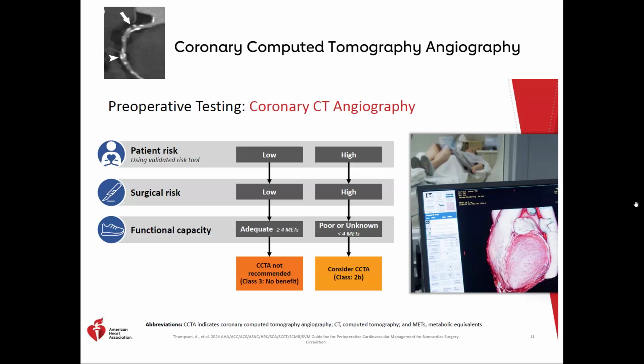So who's it recommended for? Someone who has elevated risk with the screening tool, the surgical risk is high, and they have poor functional capacity. It could be used as a screening tool.